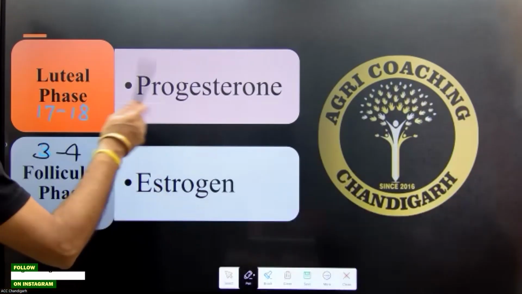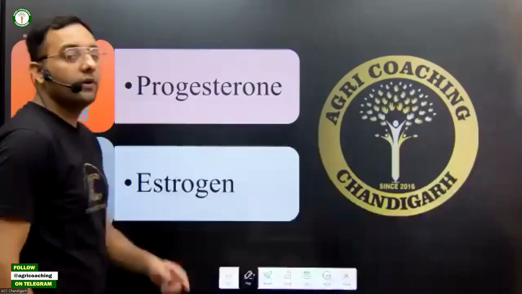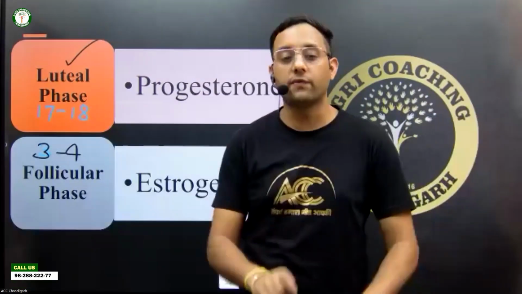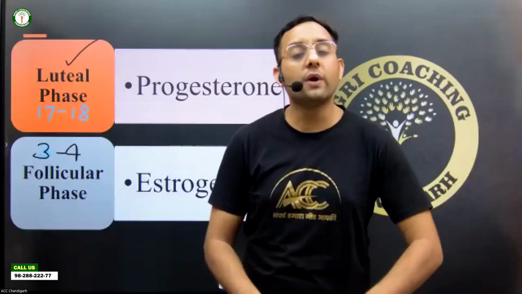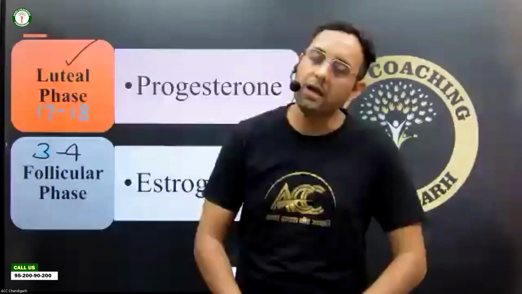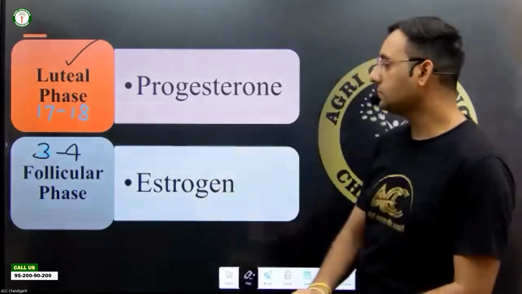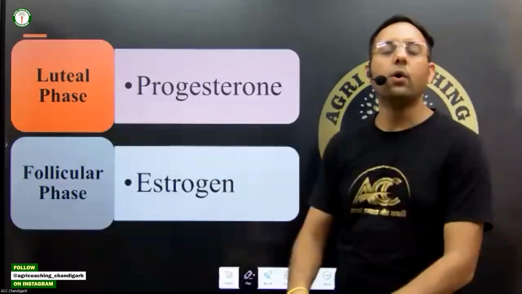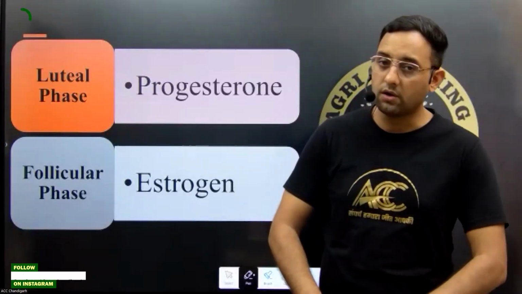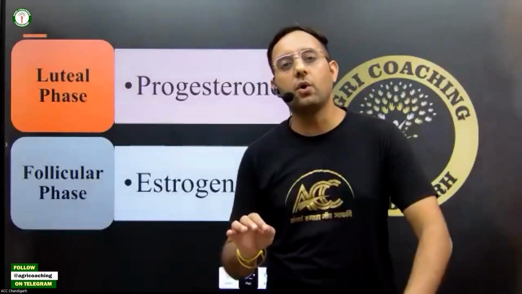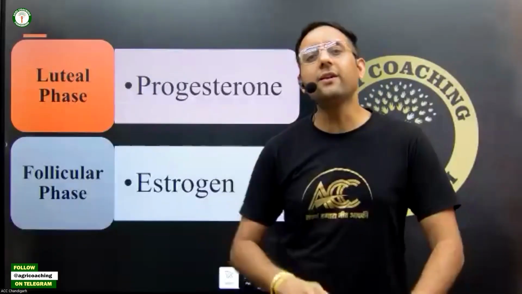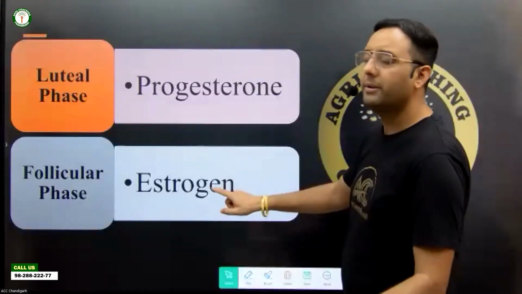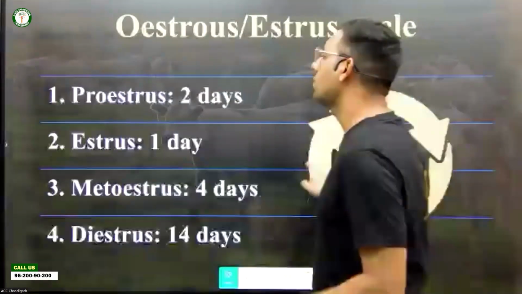So which one is the longest phase? It is luteal. And which one is the longest stage? It is Diestrus. Which one is the smallest phase? It is the follicular phase. Which one is the smallest stage? It is, yes, the Estrus stage. Now, the follicular phase will be controlled by estrogen, and the luteal phase will be controlled by progesterone.